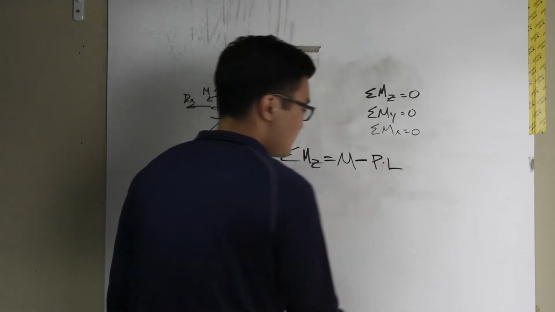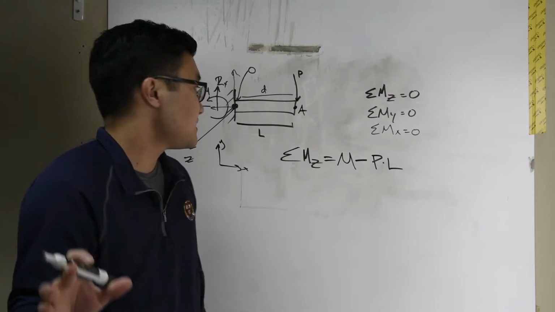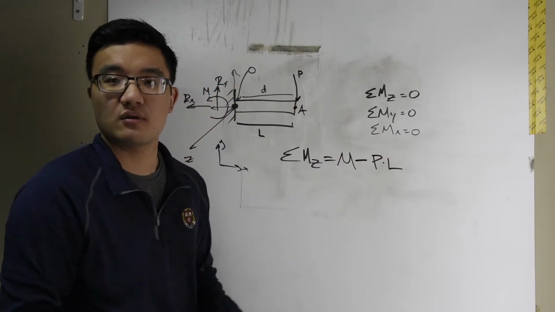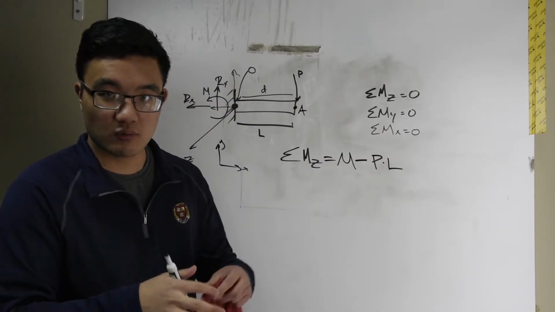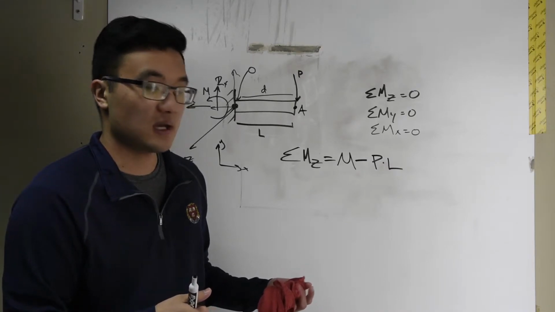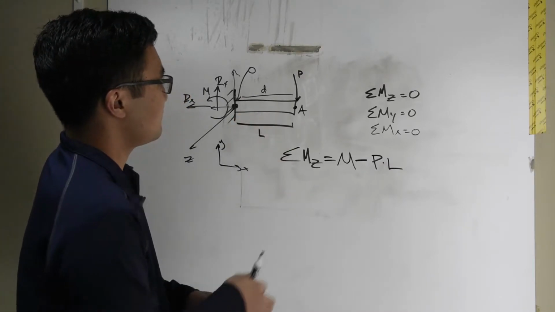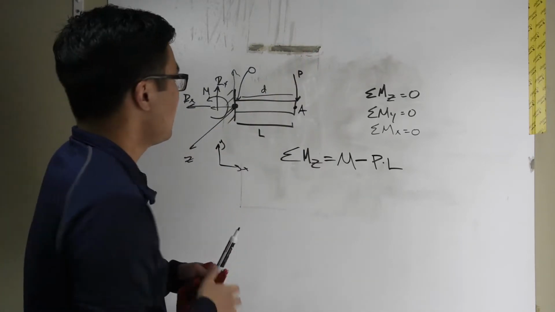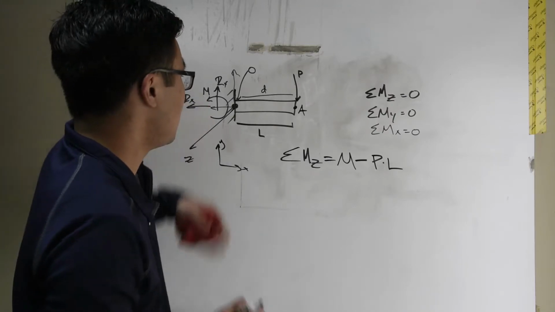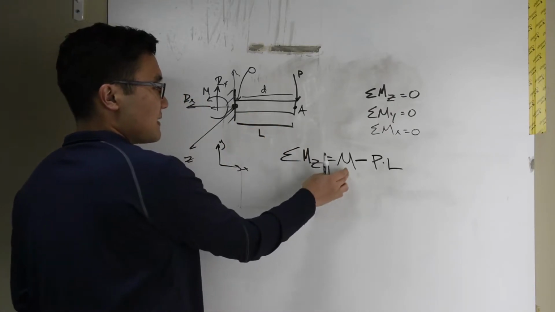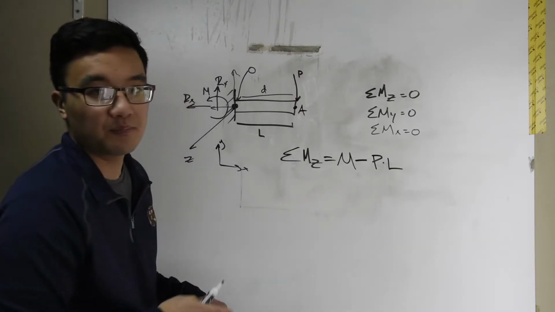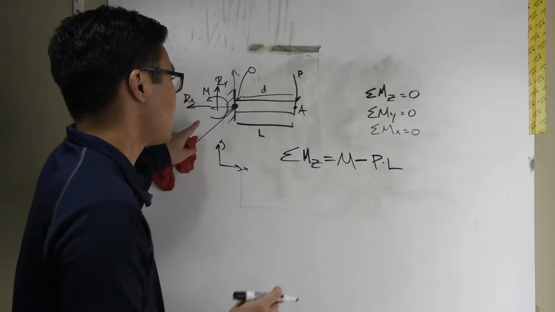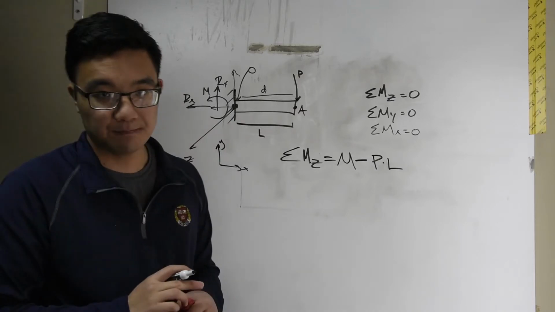P times L. A little quick note about sign notation here. In engineering, we typically say that if you're rotating counterclockwise, you're inducing a positive moment, and if you're rotating clockwise, you're inducing a negative moment. We can see that here. Force P is applied, it's going to create a rotation like this. This is clockwise. And M, the way I've drawn it, is in the counterclockwise direction, hence my signs, positive and negative here. So of course you can solve this equation to say that M is equal to PL. And that's how you know what the resisted moment at the support is.